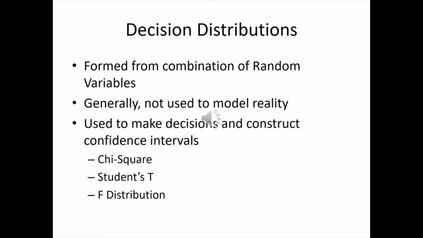The next kind is derived distributions. Now these are basically just a combination of different random variables. And don't get too hung up on that, but you don't find these in the real world. They're strictly mathematical, but they're very useful. In particular, the chi-squared, student t, and F distribution.